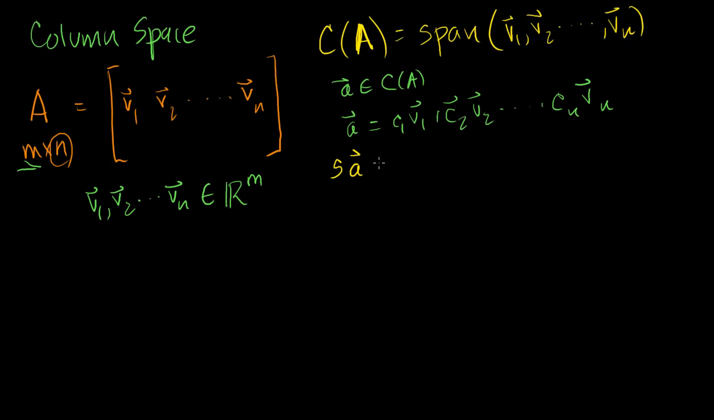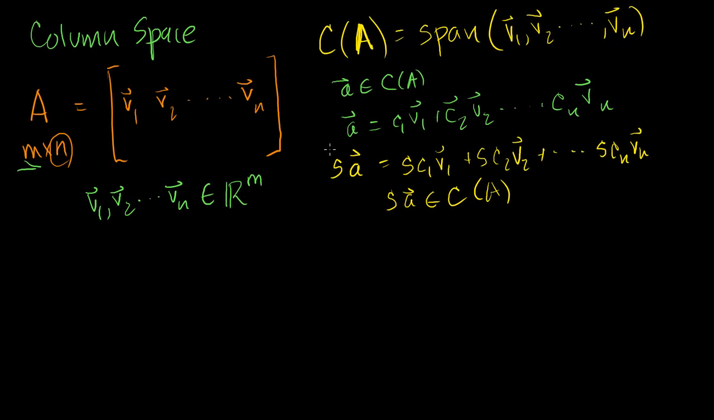Well, s times a would be equal to s c1 v1 plus s c2 v2 all the way to s cn vn, which is once again just a linear combination of these column vectors. So this s a would clearly be a member of the column space of A.